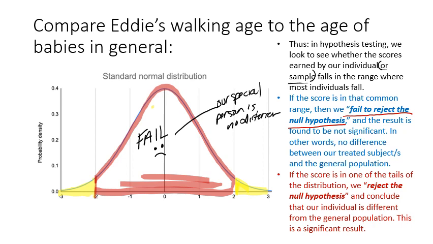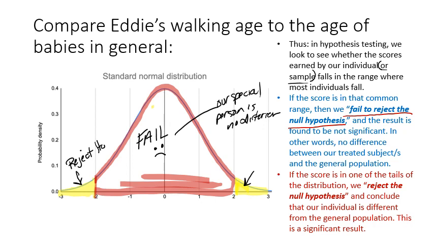But if a person falls in one of the tails, then this is the reject region. We have two reject regions in this example. We reject the null hypothesis, which says there's no difference, and we conclude that this treatment did in fact make a difference. So we'll be looking at lots of examples. Don't worry if you're not understanding this too much yet.